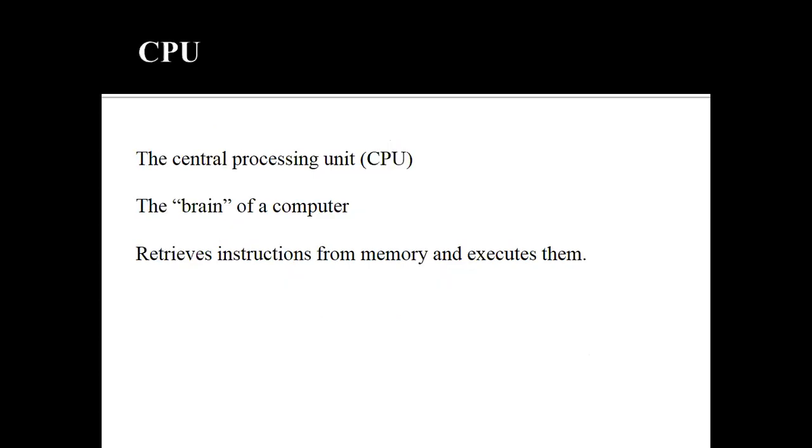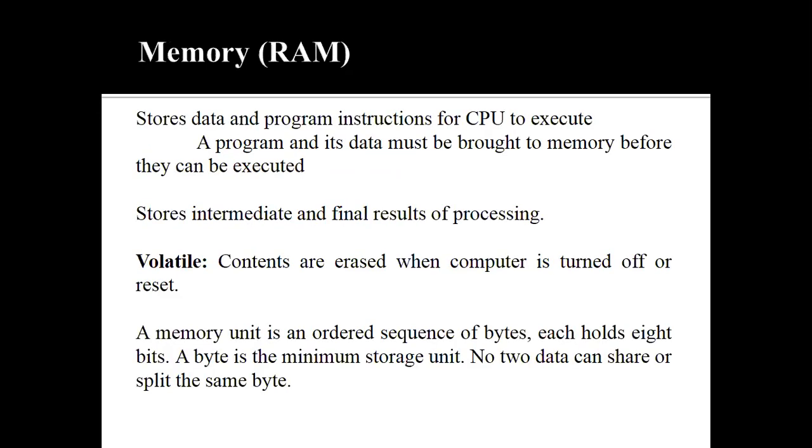So what is the CPU? It is the central processing unit, considered the brain of the computer because it performs all the functions employed in that specific area of the computer's hardware. It retrieves specific instructions from memory and executes them for the specific task.